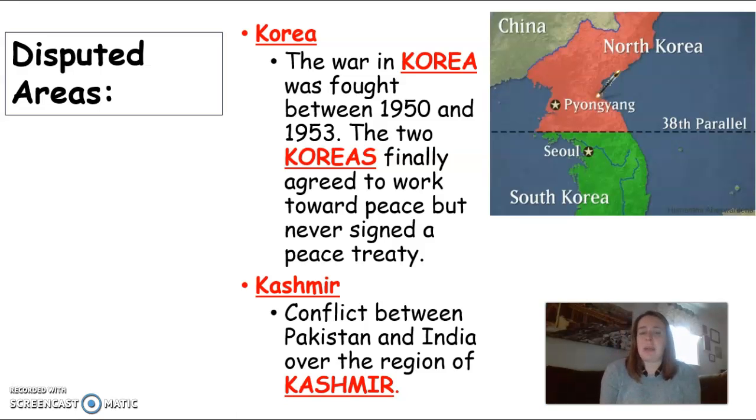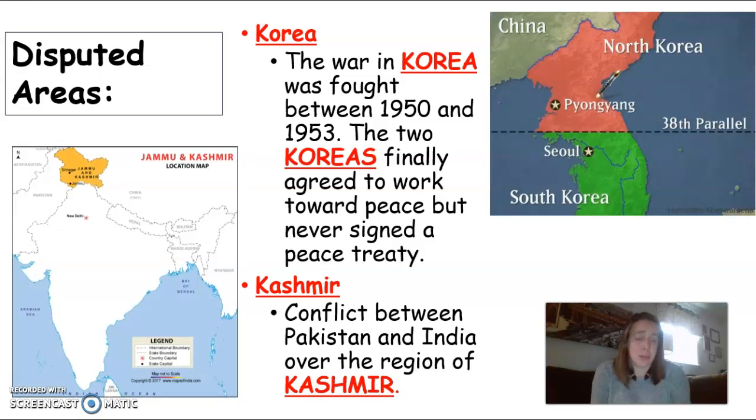Another area of dispute is the region of Kashmir. Now, Kashmir refers to an area just found right up here, if you look at the map, in northern India. And it's a disputed area between Pakistan and India, partially because of the natural resources as well as the rivers that are in that area. But there is still conflict and a disputed area right here in the region of Kashmir.